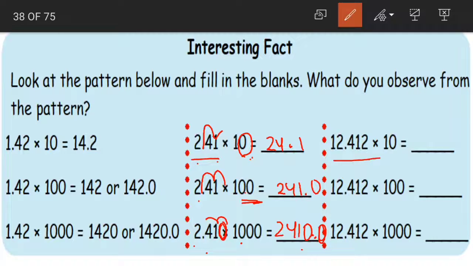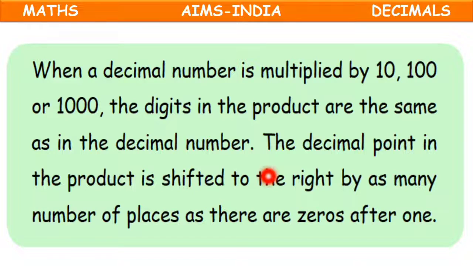Understood, children? Even for this 12.412 into 10, it will become 124.12. Into 100 becomes 1241.2. Into 1000 becomes 12412.0. I hope this is clear.